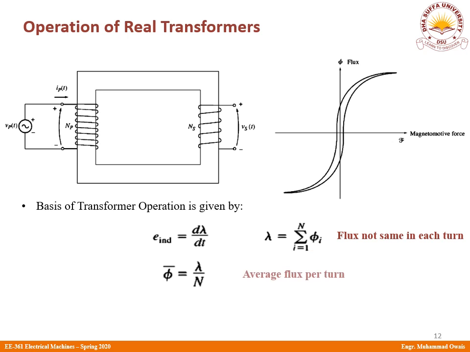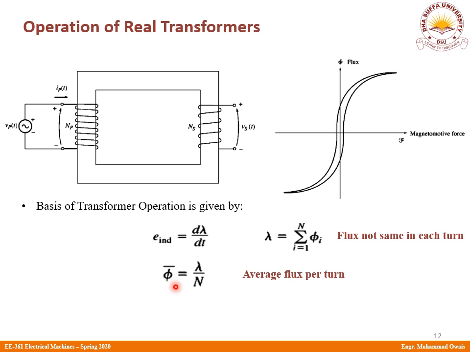Then we define another quantity, the average flux per turn. You should know that the total flux linkage through a coil is not just N into phi, where N is the number of turns in the coil, as we discussed previously. The flux passing through each turn of a coil is slightly different from the flux in the other turns, because it depends on the position of the turn within the coil. But we can still define an average flux per turn, which has been shown here.